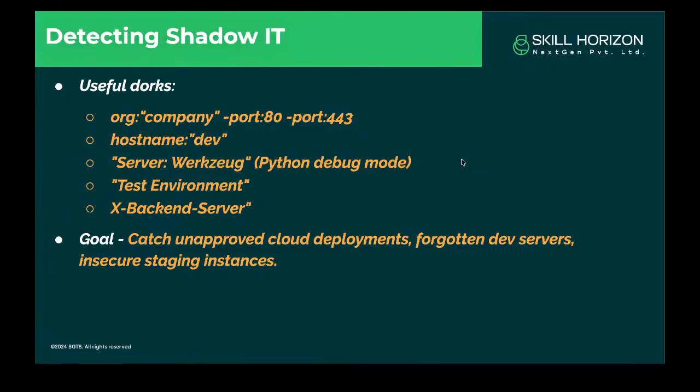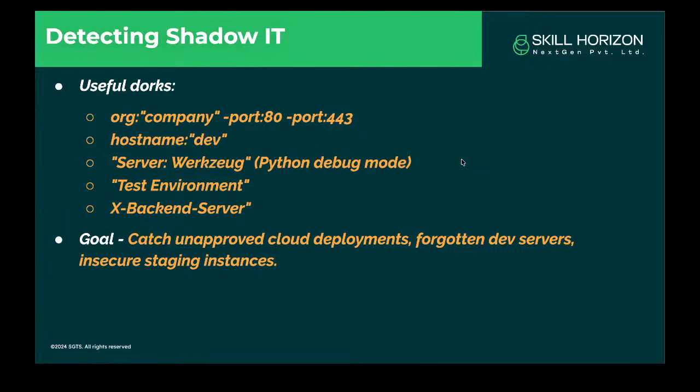So suppose you have a target and want to check if some production environment is exposed, or some API environment, or some staging, test, dummy, demo or dev development, so you can use that query, hostname and dev, and before that you can define your target. Some server name also, test environment, backend server. So that's how you can use those useful dorks, right?